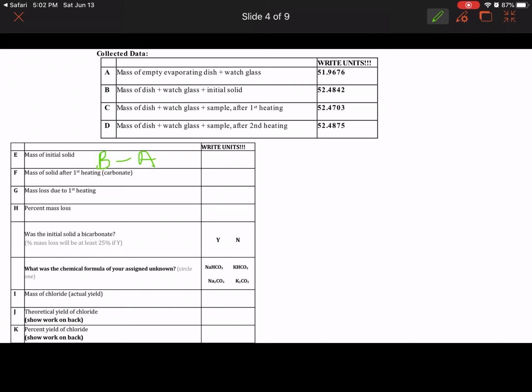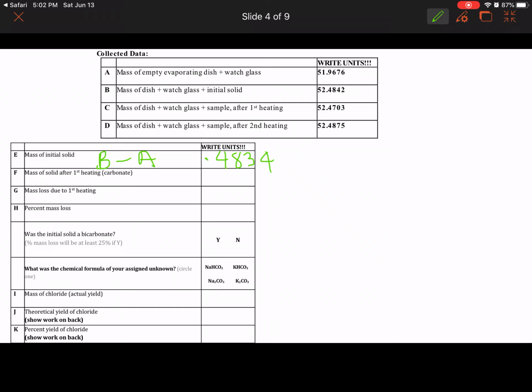Right? It's going to be B minus A. What's that going to be? Okay, let's see. 52.9676 minus 52.4842, and that is 0.4834. 0.4834. And then the mass of the solid after first heating.